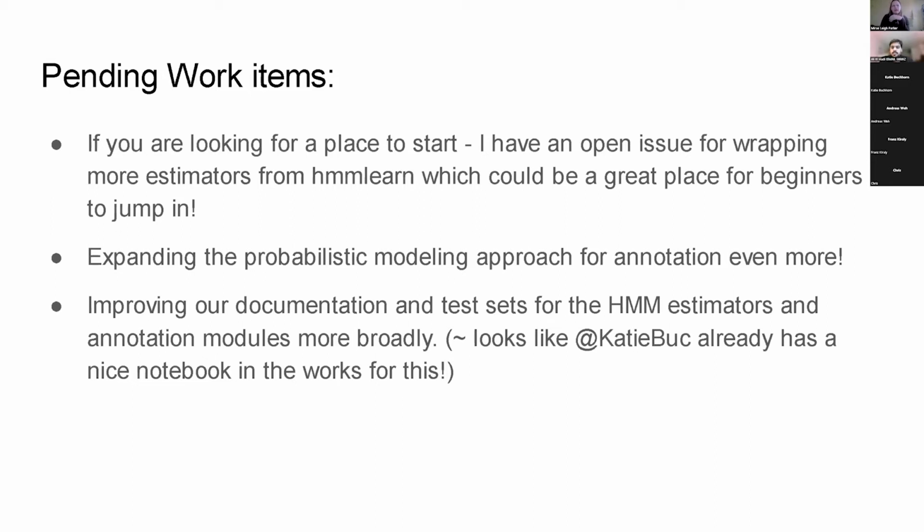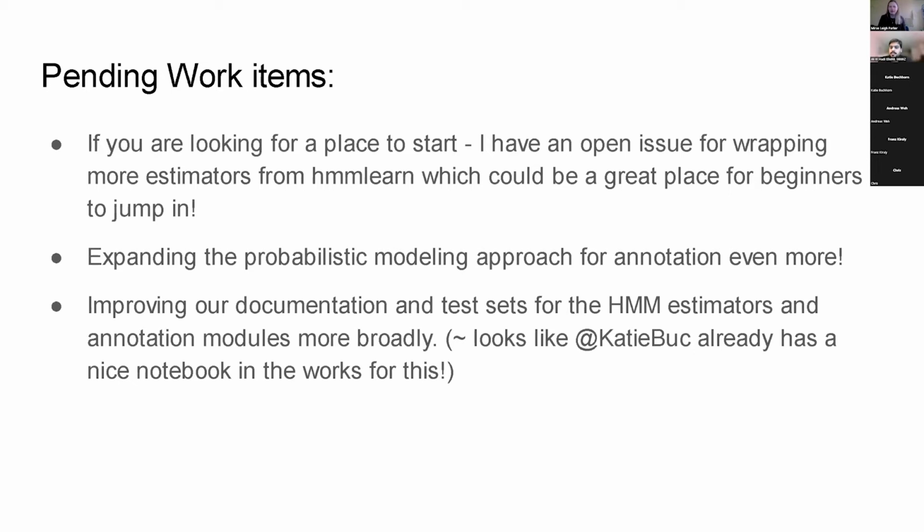I'm also interested in this question of expanding the probabilistic modeling approach for annotation even more. I know Lukas in the past has called out some interesting algorithms that would be nice to use in the annotation package. And I think there's a couple of us who are working on this. So it's an interesting direction that, if you're interested, we would love more people to work on. And lastly, I think improving documentation, improving how we're talking about these things and sharing the results is always an interesting question and useful for getting more people to use the tool and have it be useful.